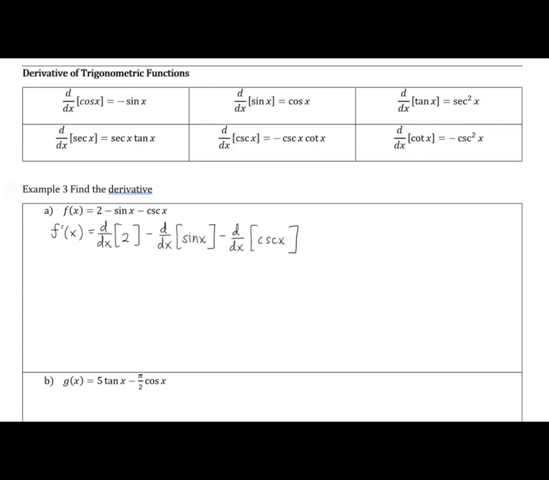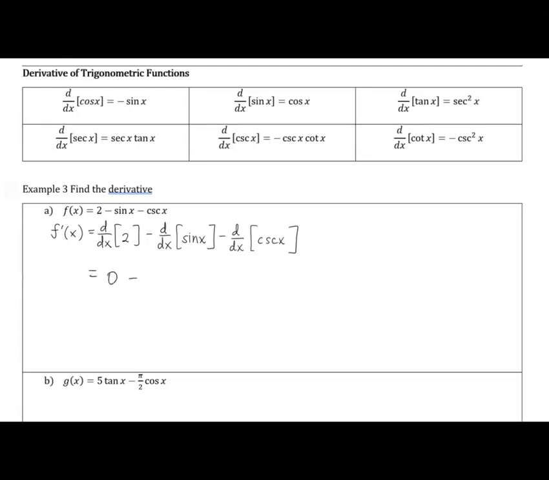Although it's not necessary to come in and apply this derivative operator to each individual term, I think it will help us see how these derivative rules are being applied, since this is the first time that we are looking at this. Notice that I'm not using product or quotient rule in this example because there is no product and there is no quotient. For the first term, the derivative of 2 is 0.